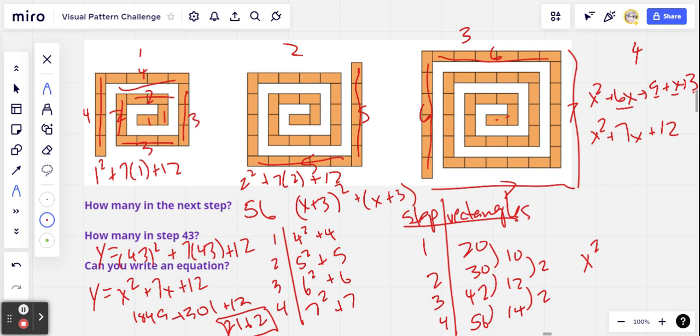Well, how did that one go for you, this swirling vortex? Was it confusing? Were you able to get 56 for step 4?